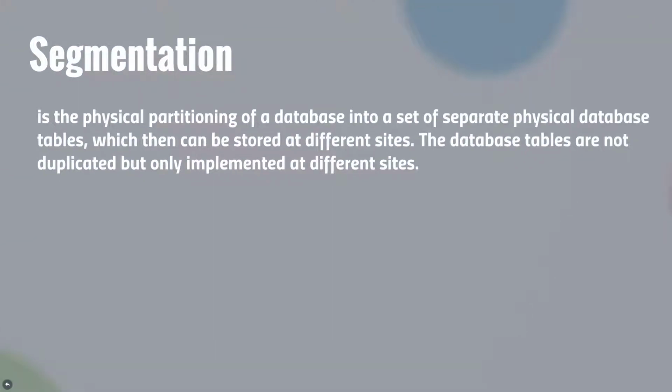This is the physical partitioning of a database into a set of separate physical database tables, which then can be stored at different sites. The database tables are not duplicated, but only implemented at different sites. This method will distribute data across a cluster of nodes for fast data purging and increased query performance.